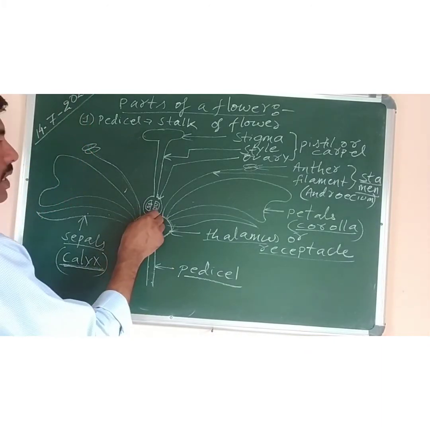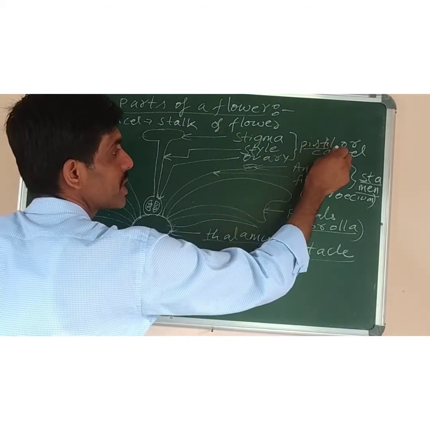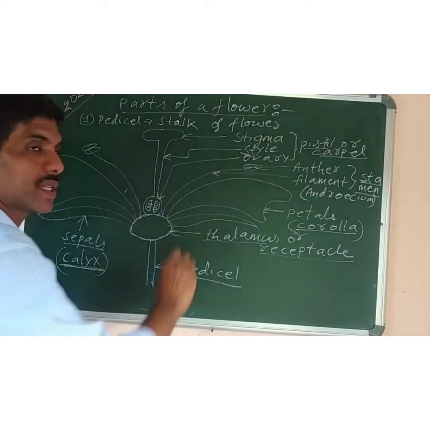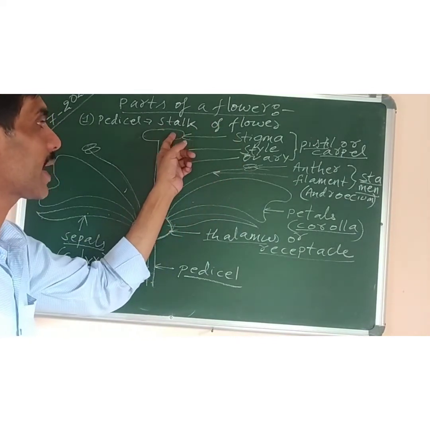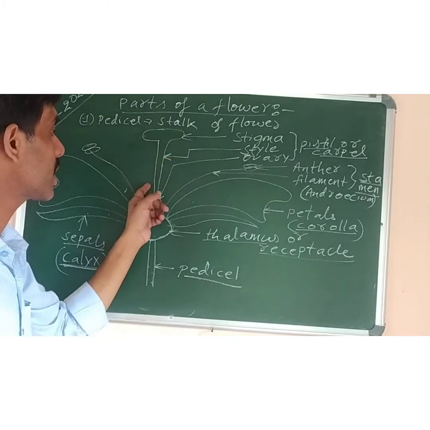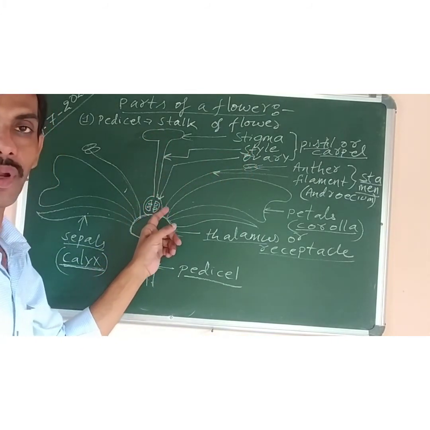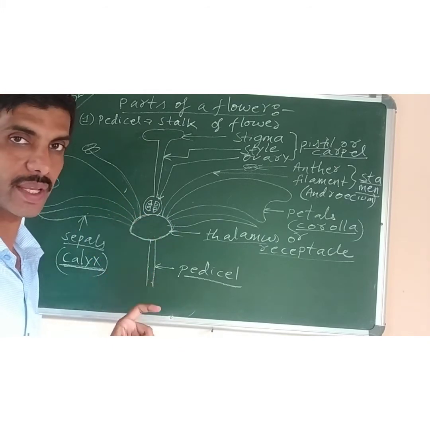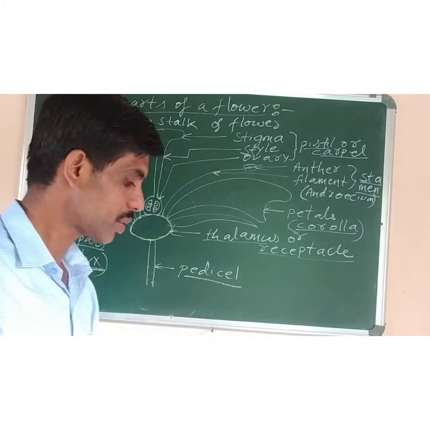Then we have in the center the female part of the flower, which is called gynoecium, which consists of pistil or carpel. And each pistil or carpel is made up of three parts: stigma, which is broad, flat to receive the pollen grains; a long stalk, which is known as style; and the swollen ovary that develops into fruit after fertilization. And inside the ovary we have the ovule, which changes into seeds.